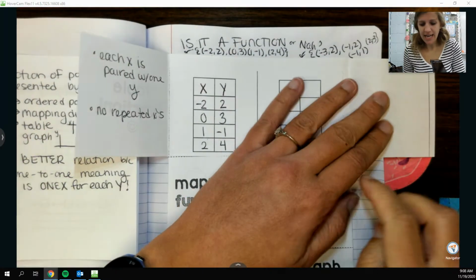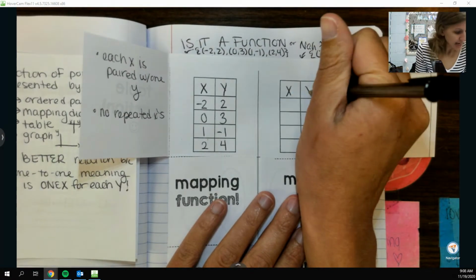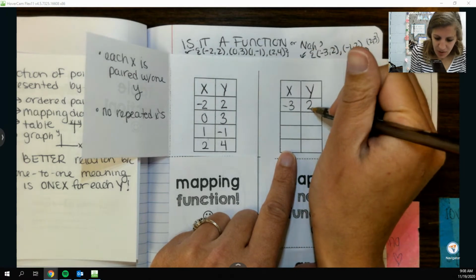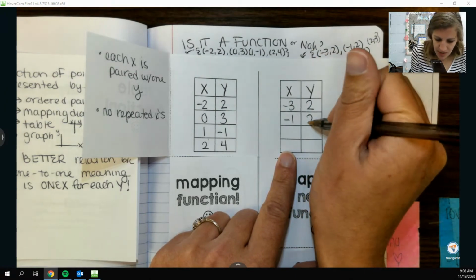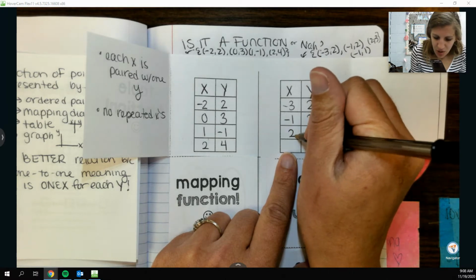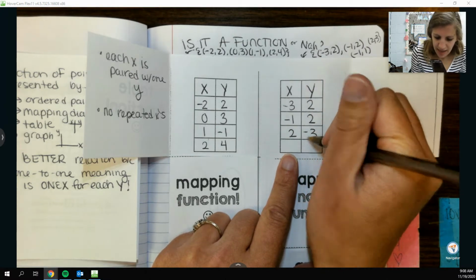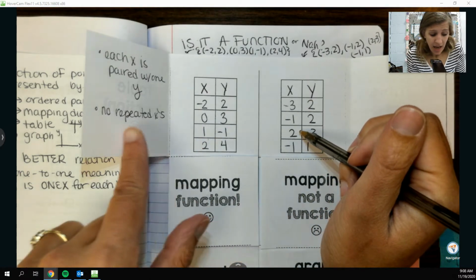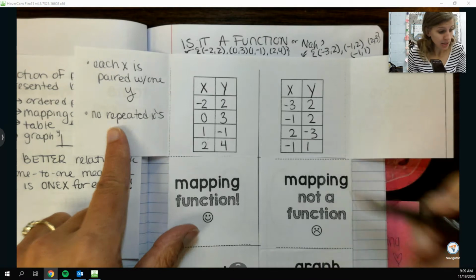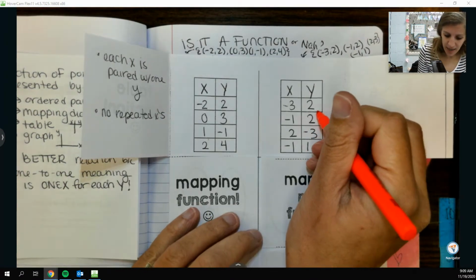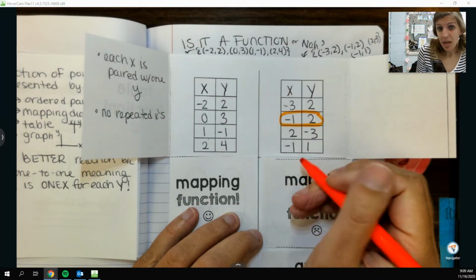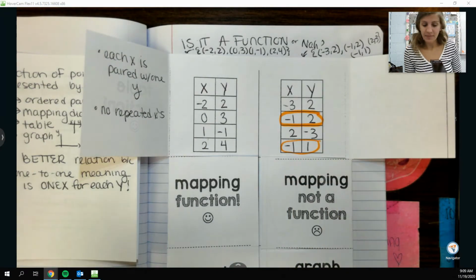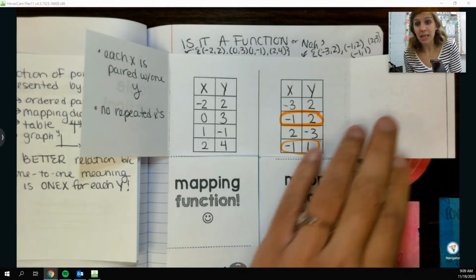Versus on the other hand, if I make a table over here, we've got our x and our y. Using these points now, we have the point negative 3 and 2 goes with it. Negative 1 and 2 goes with it. 2 and negative 3 goes with that. And then negative 1 and 1. As I'm looking through this, I do have repeated x values. Negative 1 is hanging out with the 2, and on the side, negative 1's hanging out with 1, it's got that side chick, it's not functional. It's not going to be good.